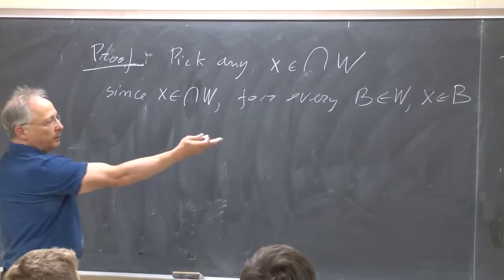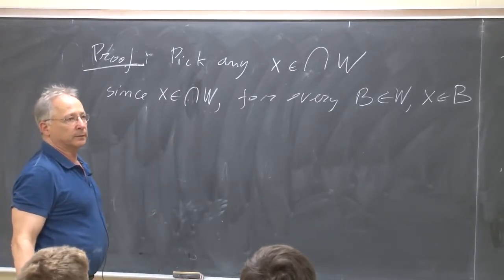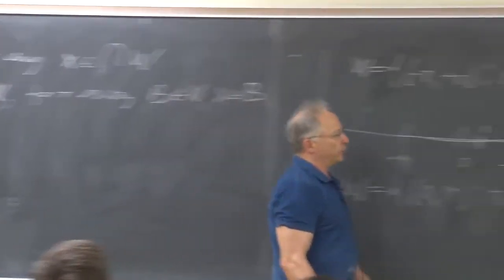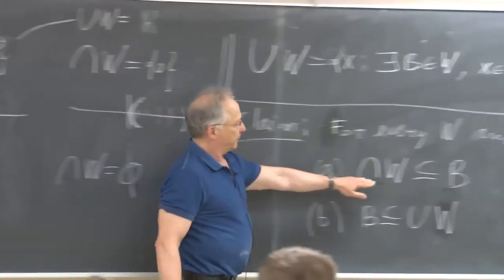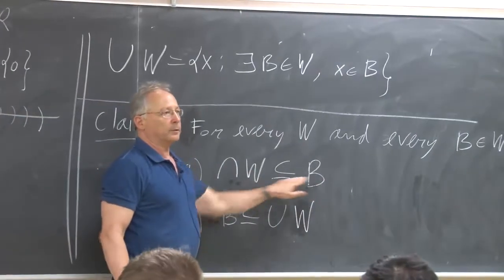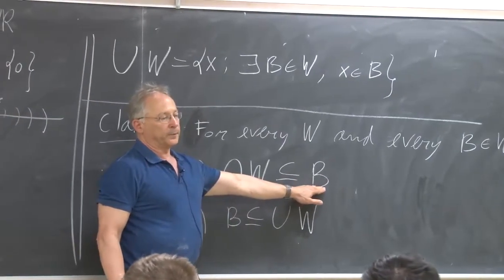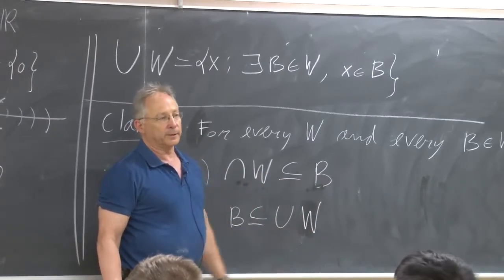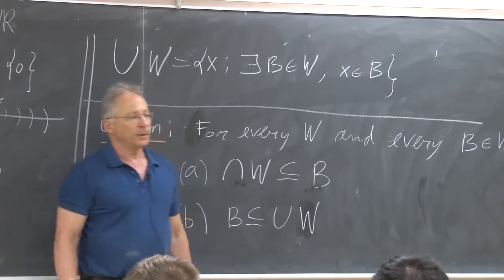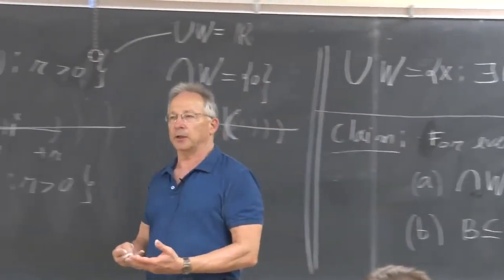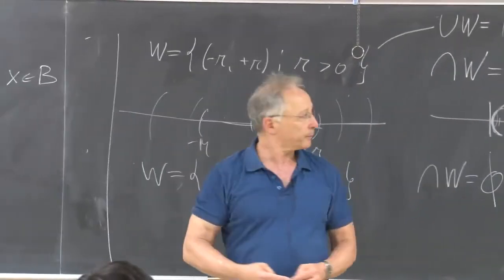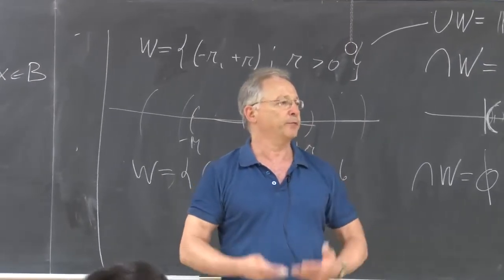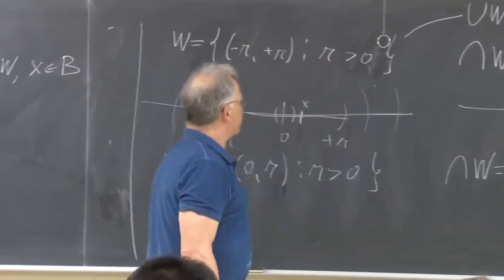So in particular, it belongs to the B that I have there. Right? So I showed you that every x that is here is also here, so I have this inclusion, just by the definition of the intersection. And the second claim is just as simple. Okay, so in some sense, the intersection is contained, is a subset of every element of those that are intersected.